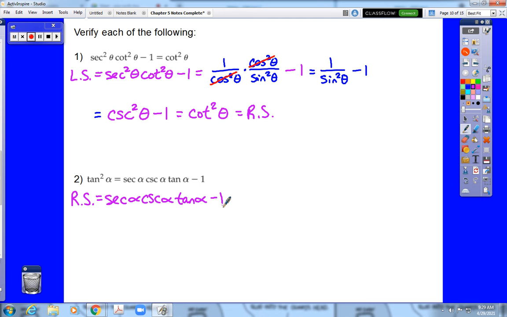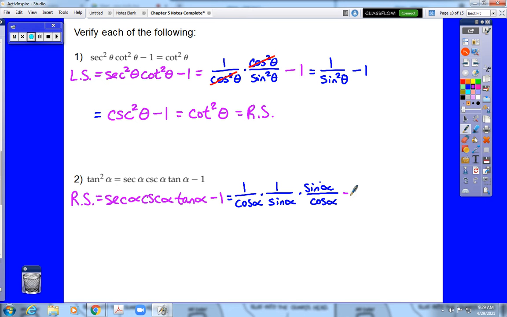Now again, when we have multiple trig functions written right next to each other like that, and by the way, alpha is just a variable like theta or x or y, feel free to replace it with a different variable if alpha bothers you. We should realize that when we have these things right next to each other, they're being multiplied together, and our first step should be to turn everything into sine and cosine. So secant is 1 over cosine, cosecant is 1 over sine, and tangent is sine over cosine.